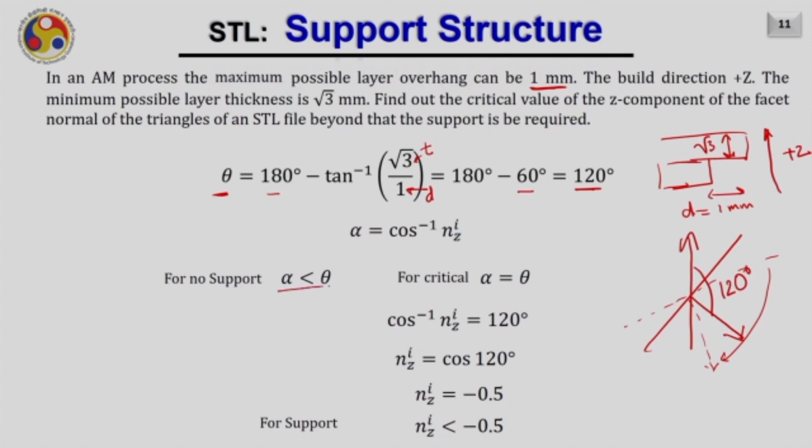For no support, alpha should be less than theta, means this angle alpha should be less than theta. For the critical cases, alpha should be equal to theta, of course, and hence cos inverse the z component of the normal will be equal to 120, and hence the z component of the normal is minus 0.5. Hence, if support is required, this particular component will be less than minus 0.5. If it will be less than minus 0.5, this angle will be beyond 120 degree and hence support may be required. You can very easily identify these triangles in the code which you have written in MATLAB.